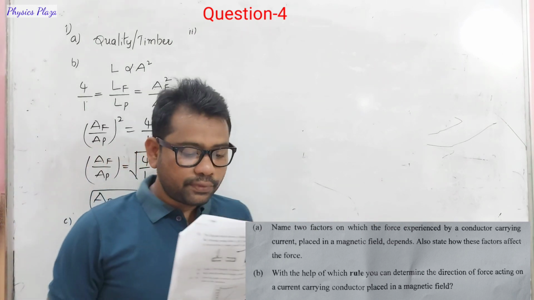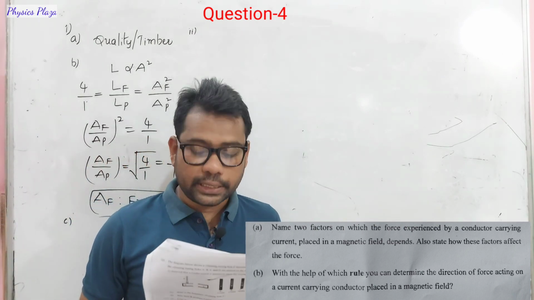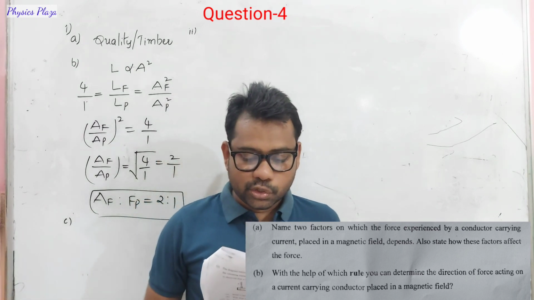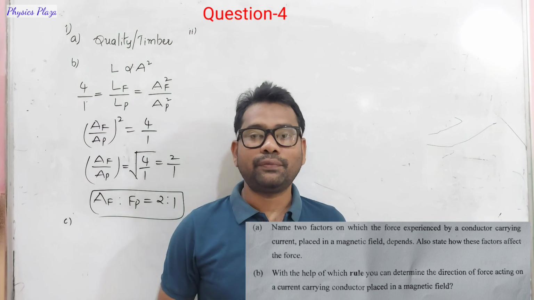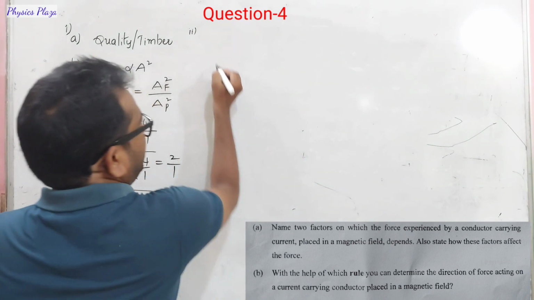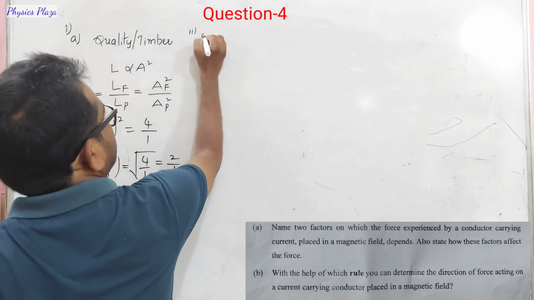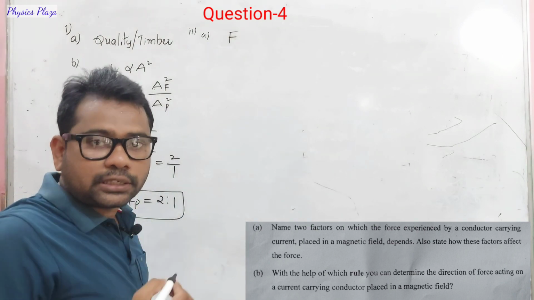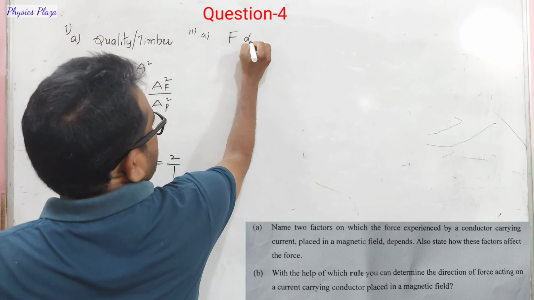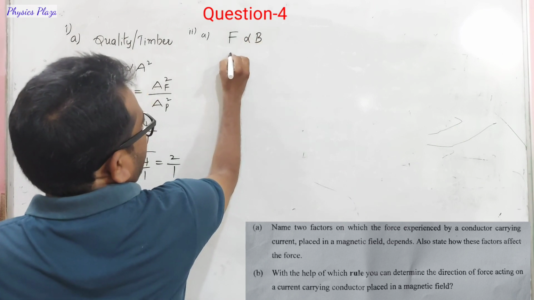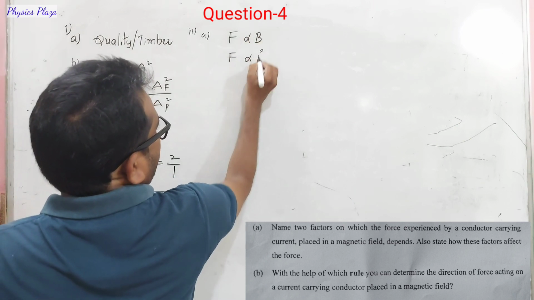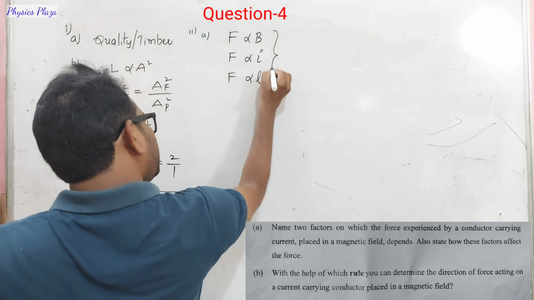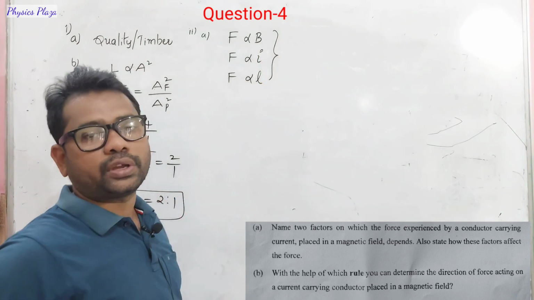Name 2 factors on which the force experienced by a conductor carrying current placed in a magnetic field depends. Also state how these factors affect. Children, for this you need to recall F is equal to BIL. We know that the force experienced by the conductor placed in a magnetic field is proportional to the magnetic field strength. It is also proportional to the amount of current. It is also proportional to the length of the conductor. So out of these 3, you can write any 2.